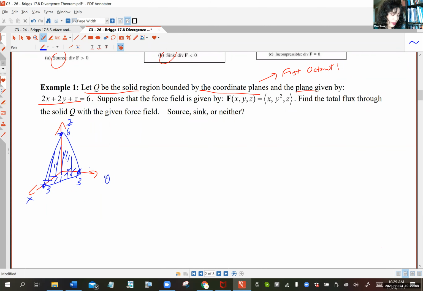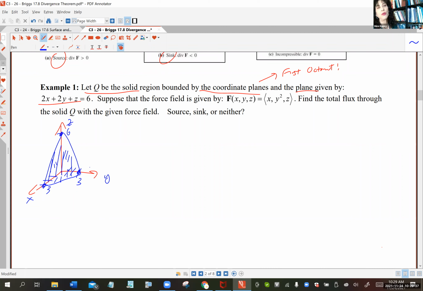If we submerged this tetrahedron into a bathtub of flowing water, would there be more water flowing across the whole boundary of the solid outward, or would more fluid be going inward? Or would we end up with zero flux, where the same amount of fluid that's flowing out gets canceled by the same amount of fluid flowing in? Good to know.